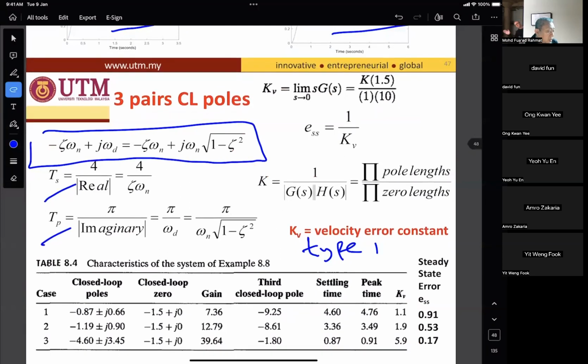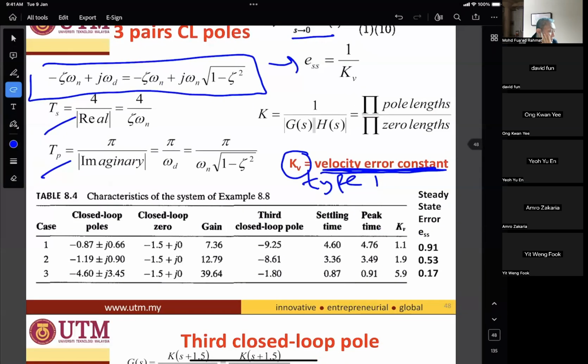So once you have a pole at the origin, the system type will be type 1. And if the system is type 1, you have to use the velocity error constant. You have to calculate the velocity error constant, which is the limit as s goes to 0 of sG(s). So you insert the K value that you get, multiplied by the open loop transfer function, and then calculate the error, which is 1 over Kv.